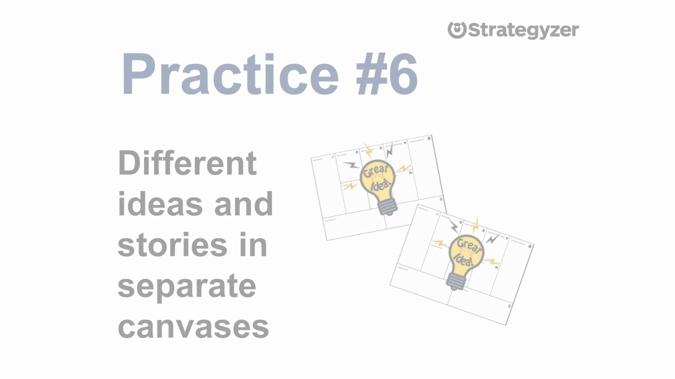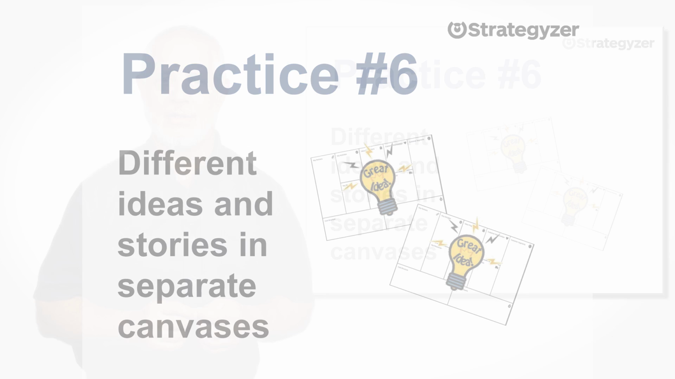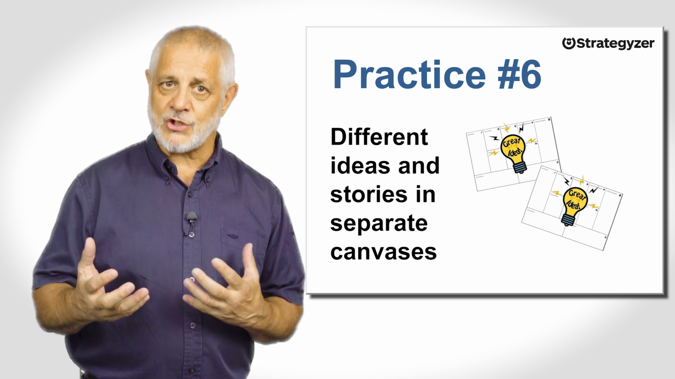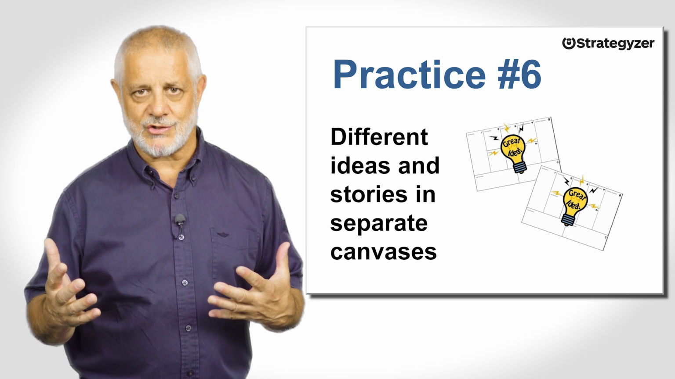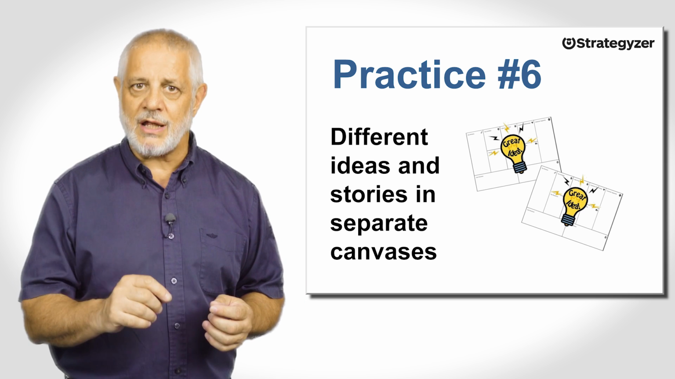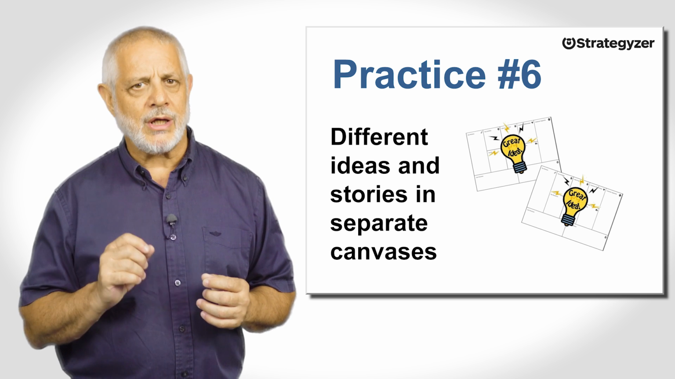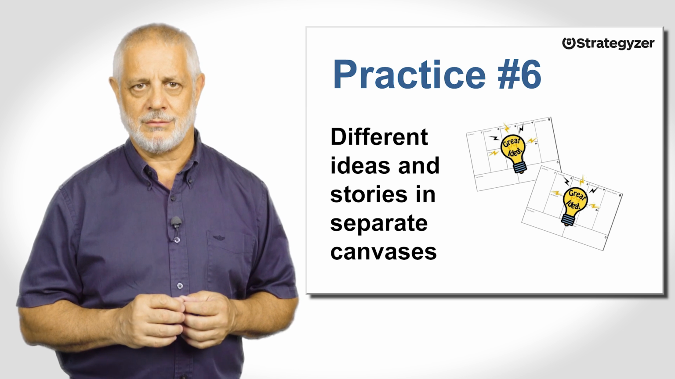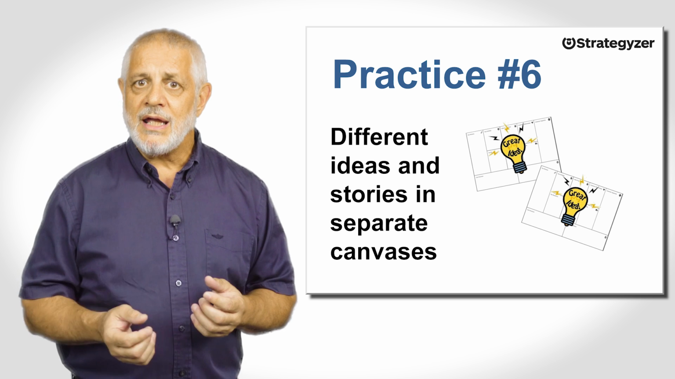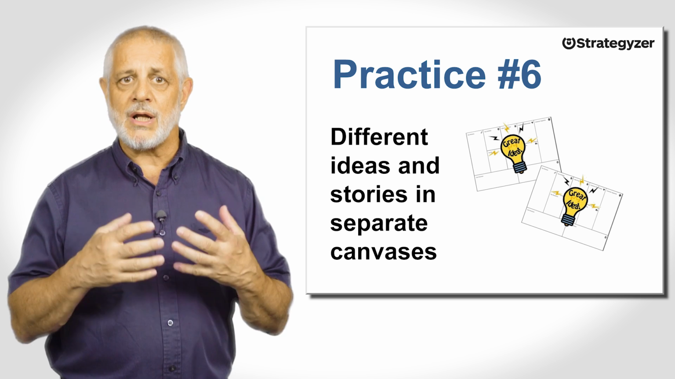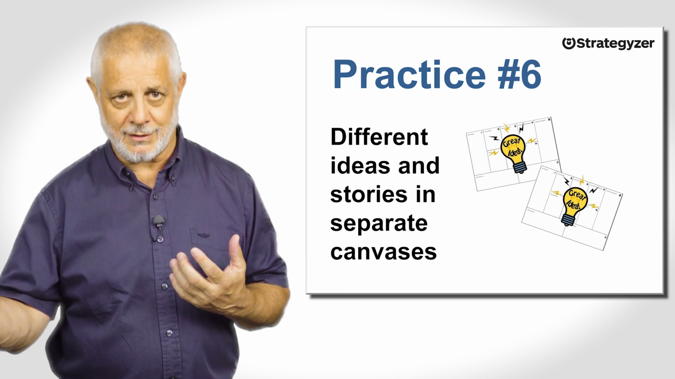Practice number 6, different stories in separate canvases. When experimenting or prototyping different ideas for a model, it's a good practice to separate them onto different canvases. Putting multiple ideas on one canvas is likely to cause confusion, have missing components, or create noise, reducing the clarity of the model. In some cases, for example, not-for-profit businesses that are funded by grants, it's easier to understand the model by separating out the business model into the beneficiary customers and then a model for funding.